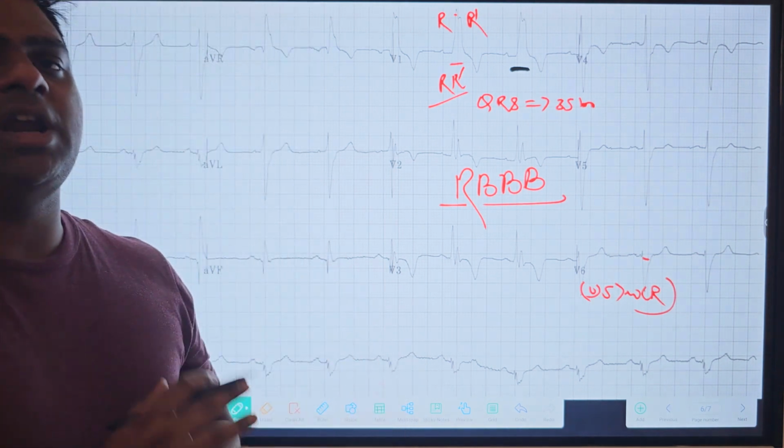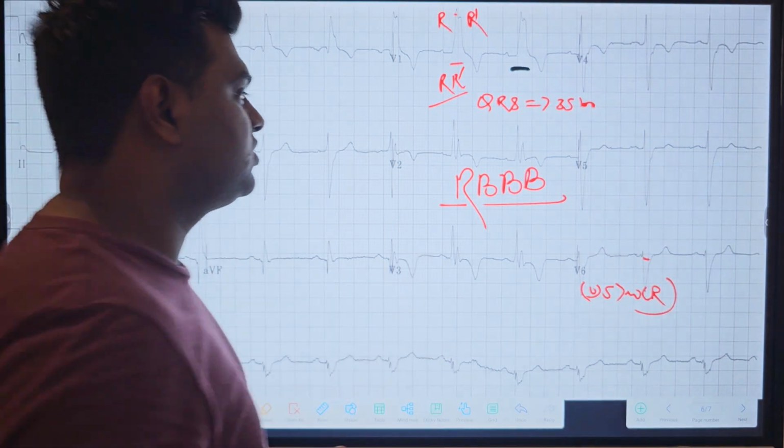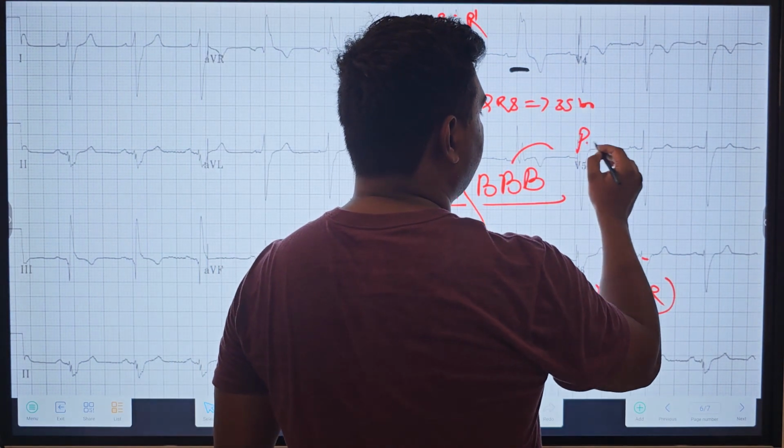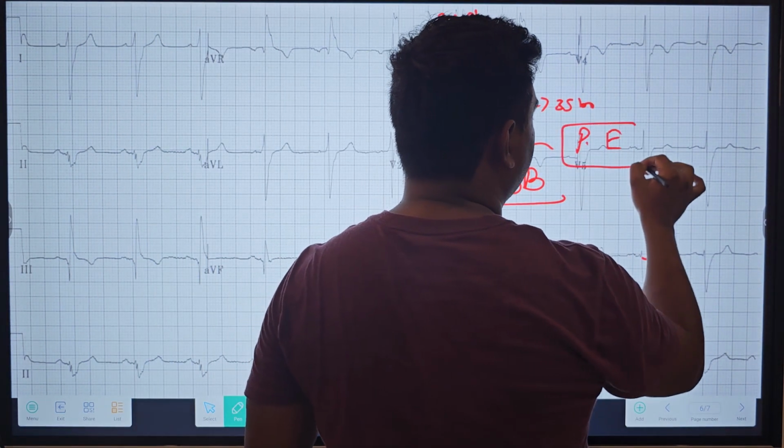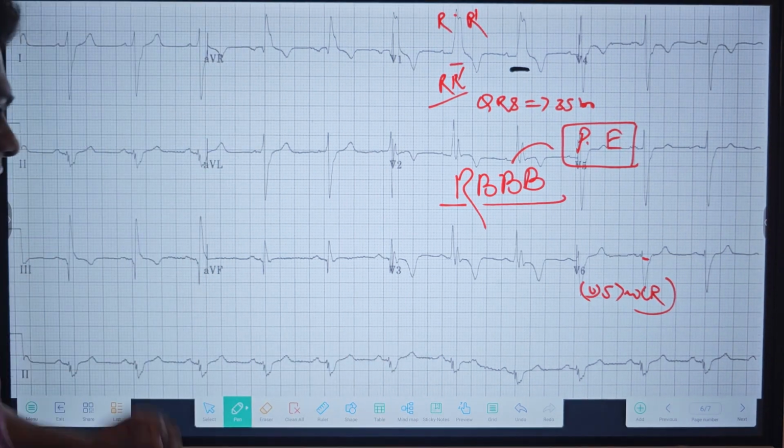Always, if this right bundle branch block is a new right bundle branch block, always think of pulmonary embolism. This you should keep in mind, okay.